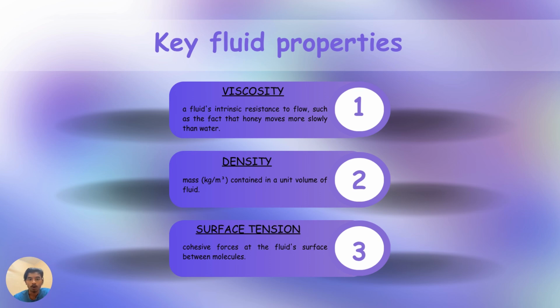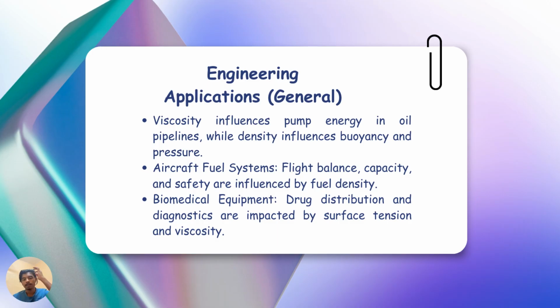Key fluid properties. The three key fluid properties I'll focus on are viscosity, density, and surface tension. Viscosity is the resistance of fluid to flow. Density is the mass per unit volume. Surface tension refers to the force at the surface of a liquid that affects droplet formation and flow behavior. All three are essential in understanding how fluids interact with their environment and in engineered systems.